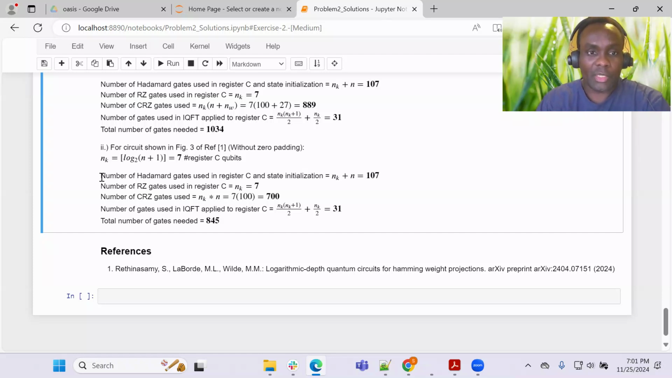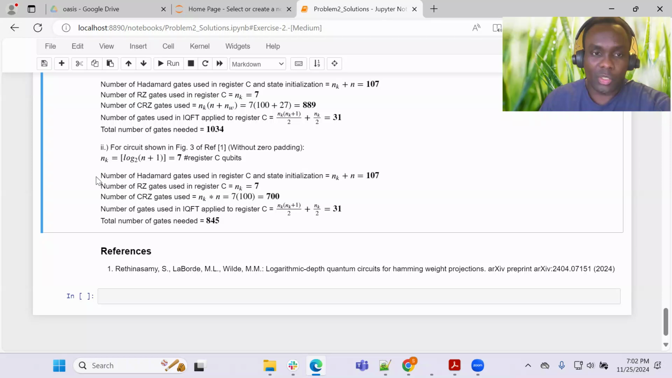The number of control RZ gates used now is nk times n. We no longer have zero padding qubits. So it's just 7 times 100, just 700. And as before, the number of gates used in the inverse quantum Fourier transform applied to register C is nk times nk plus 1 over 2 plus the integer of nk over 2, which comes out to 31. So if you count the total number of gates in this more efficient implementation, it's 845.